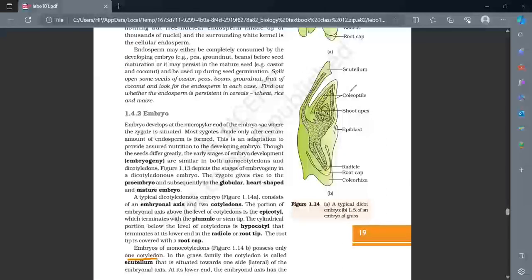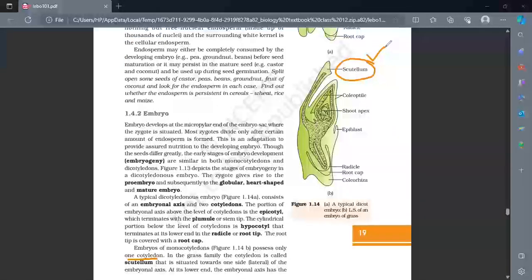What is the meaning of monocot? It means it has just one cotyledon. Remember this point: a monocot has just one cotyledon in it. The monocot's cotyledon has been given a new name, and that is called the scutellum. Once again, we are talking about the embryo of the monocot.